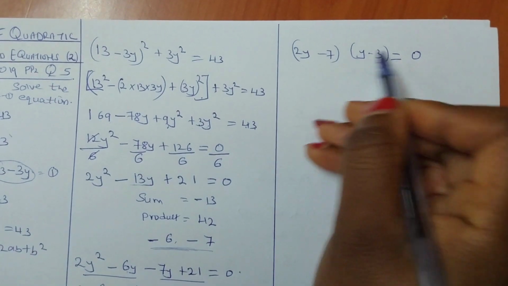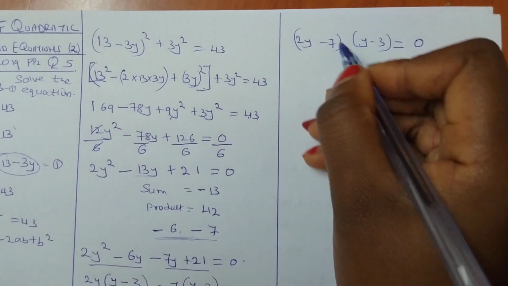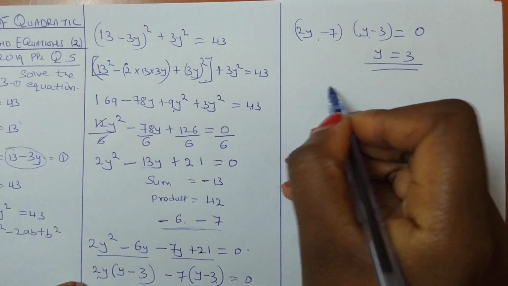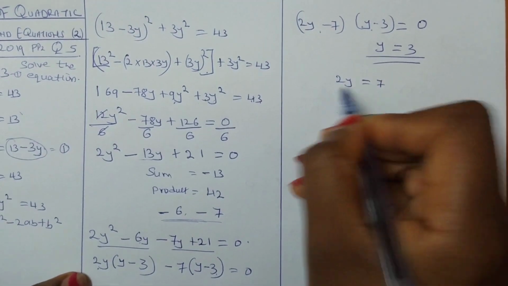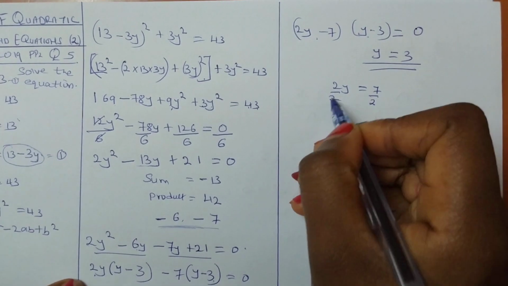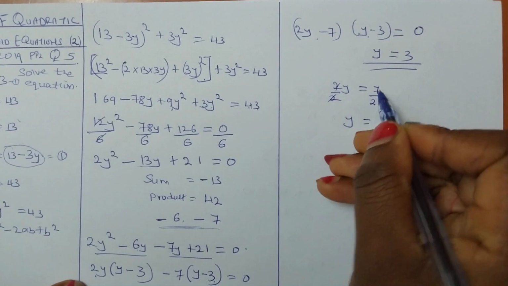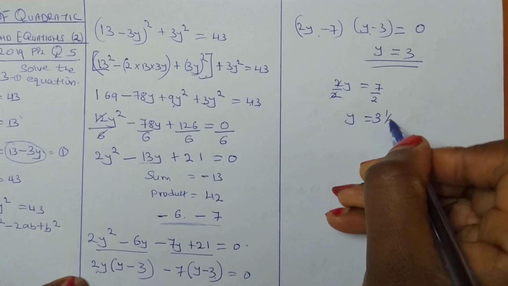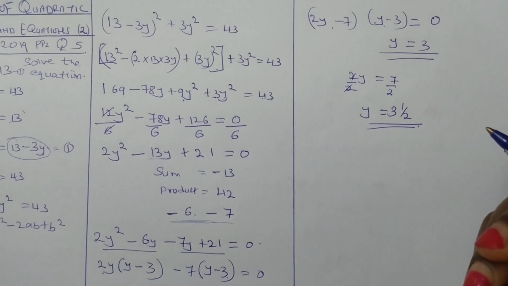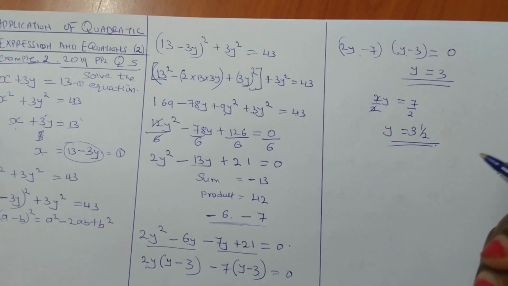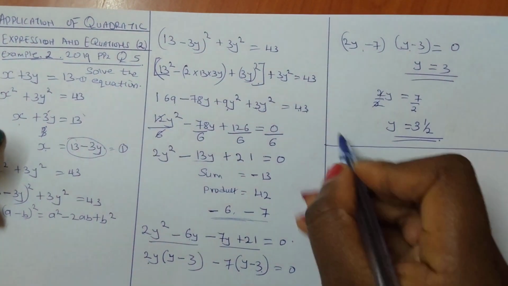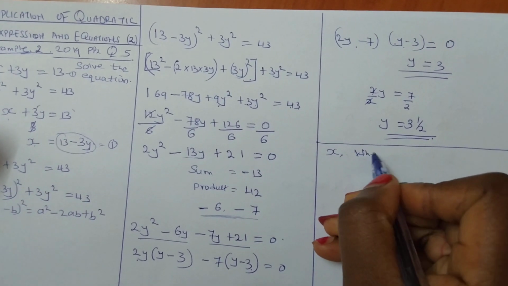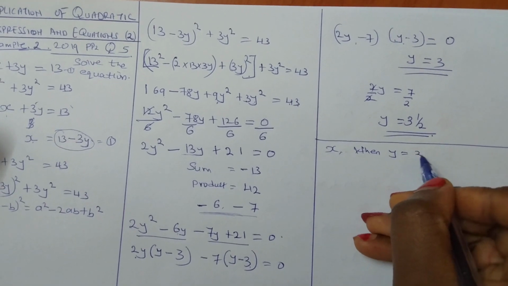We can take one equation at a time, so we can have y is equals to 3, and the other part 2y is equals to 7, divided by 2, divided by 2, and our value of y is equals to 3 and a half. So in our equation we have the values of x and values of y. So from here now we are supposed to have the value of x. So what is the value of x when y is equals to 3?